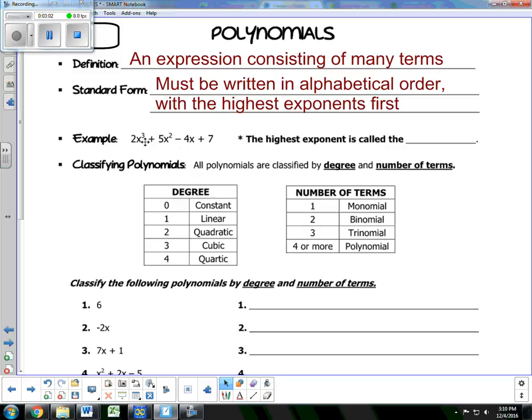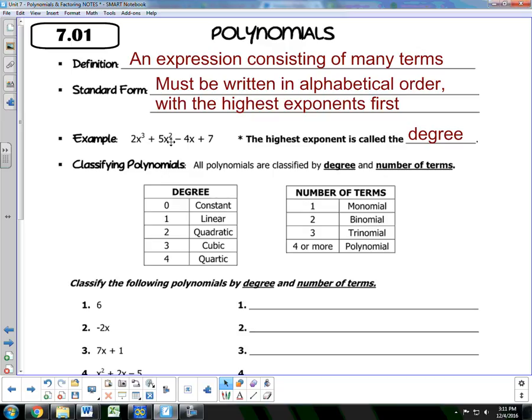All right, an example of a polynomial is right here: 2x cubed plus 5x squared minus 4x plus 7. And the highest exponent is called the degree of the polynomial. So, for example, this one that we just were looking at has a degree of 3 because 3 is the highest exponent. This is in standard form as well because the highest power is written first.